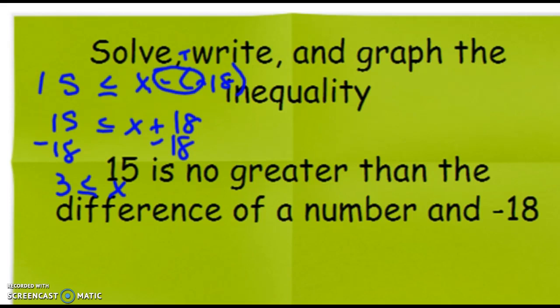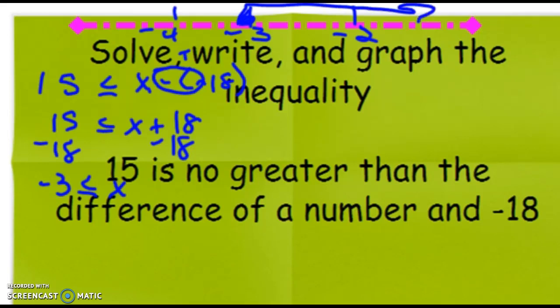To graph that, I would make myself a line. Let me do that real fast. In the middle, I'm going to have negative 3, negative 2, negative 4, and that is going to be a closed dot. And that dot's going to go to the right since x is greater than or equal to negative 3.